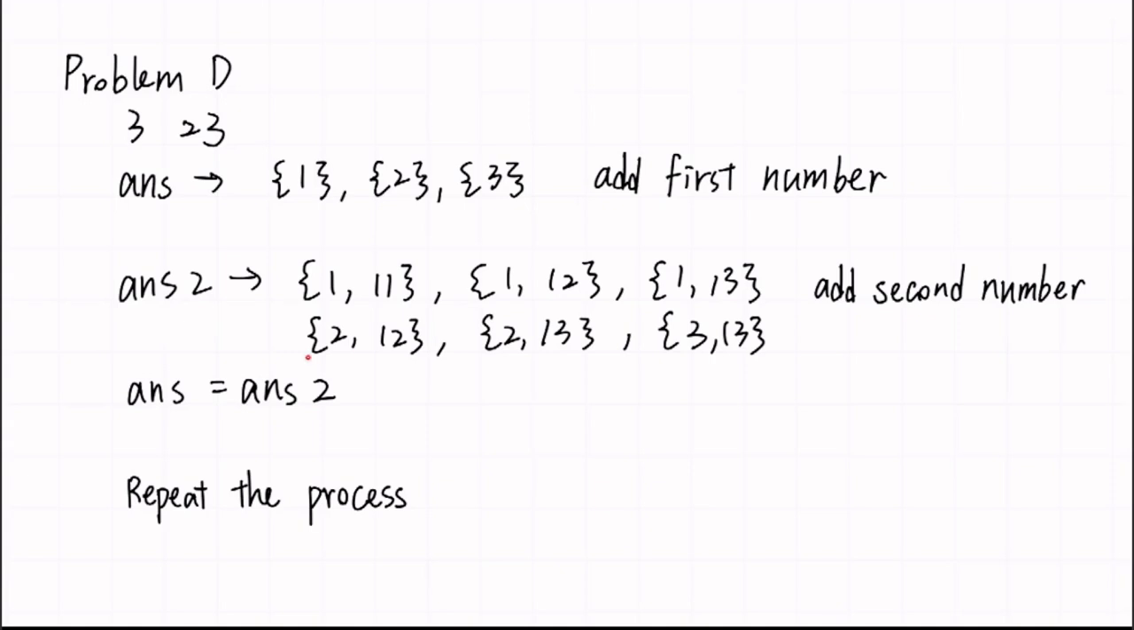And after I add all the possible combinations of the first two numbers into answer 2, I will assign answer equal to answer 2, and I will clear out answer 2 so we can push in the third round of numbers into answer 2 next time. And we can just repeat this process until all of the n numbers are added.